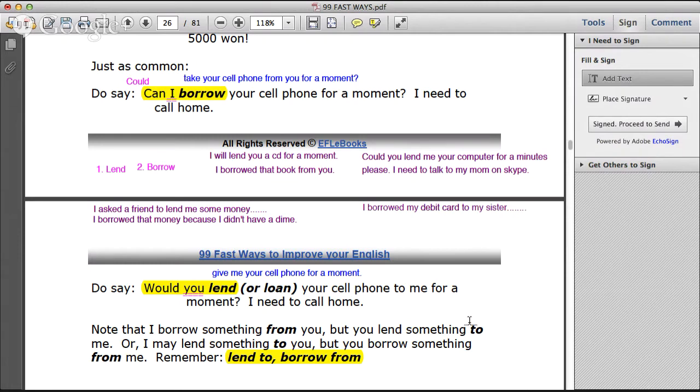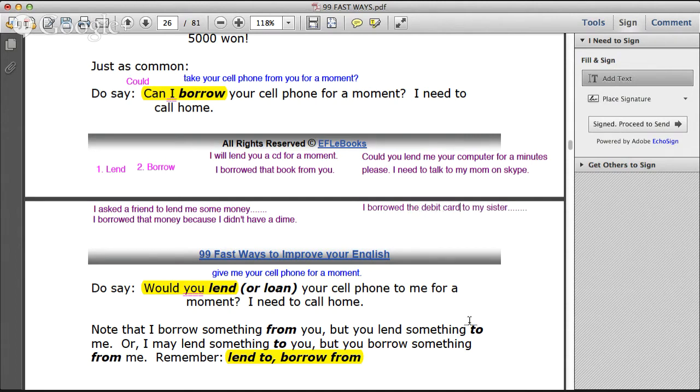I borrowed my debit card to my sister. So what you said was I borrowed my debit card to my sister, from my sister, right? Now, would it be "I borrowed my debit card from my sister"? From. I borrowed the debit card from my sister. There you go. We want to say the debit card from my sister.